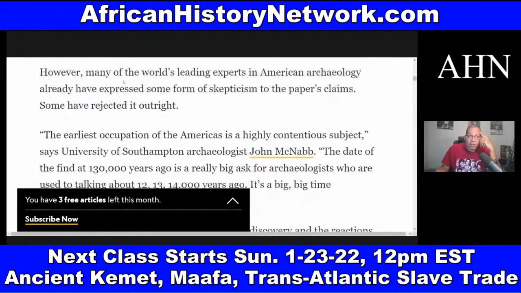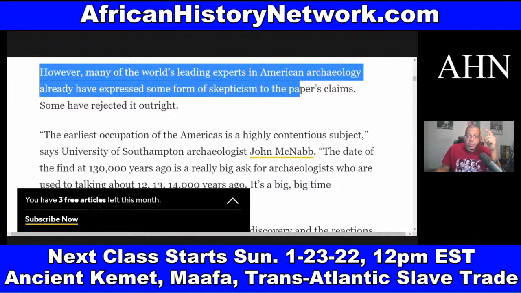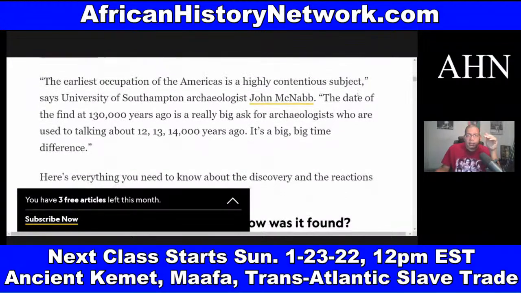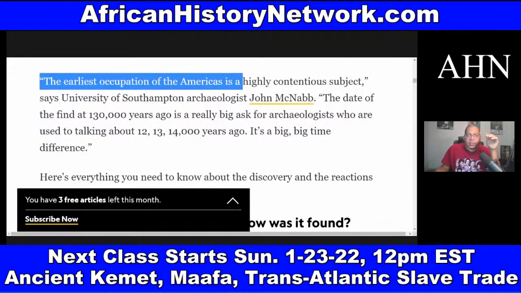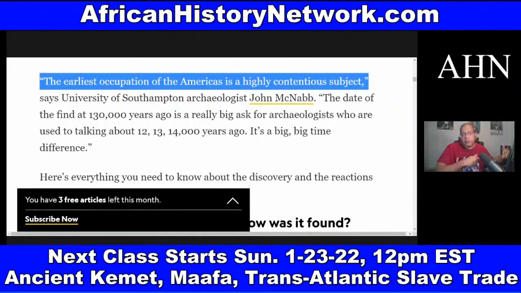However, many of the world's leading experts in American archaeology already have expressed some form of skepticism to the paper's claims. Some have rejected it outright. John McNabb, an archaeologist at the University of Southampton, says the earliest occupation of the Americas is a highly contentious subject. And the research and the discovery from Dr. Albert Goodyear undermines that whole Clovis culture notion that the earliest humans were in North America 13,000, 14,000 years ago.